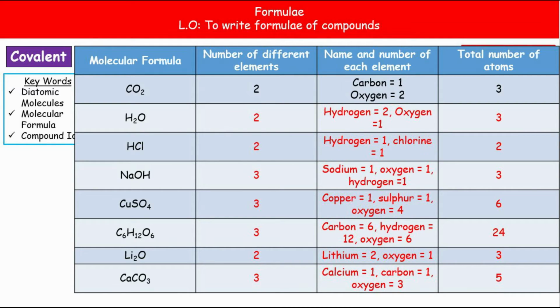CuSO4 is 3 different elements. We have 1 copper, 1 sulfur, and 4 oxygens, which gives us 6 atoms in total. C6H12O6 is 3 different elements, 6 carbon, 12 hydrogen, and 6 oxygen, and 24 atoms altogether. Li2O is 2 different elements, 2 lithiums, 1 oxygen, and 3 atoms altogether. And finally, CaCO3 is 3 different elements, 1 calcium, 1 carbon, 3 oxygens, and 5 atoms altogether.